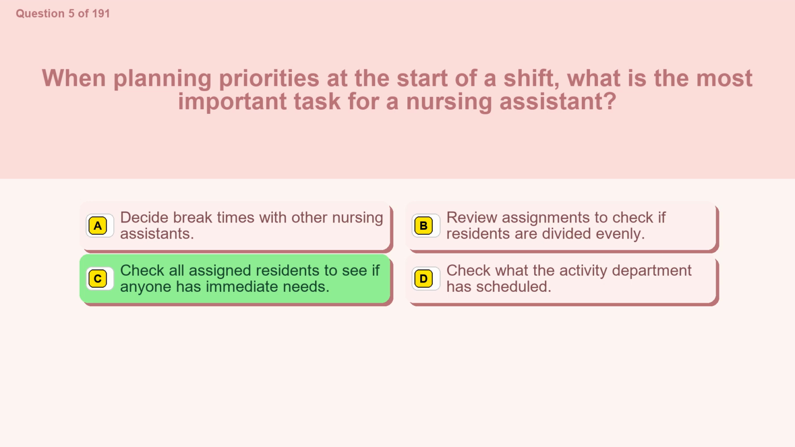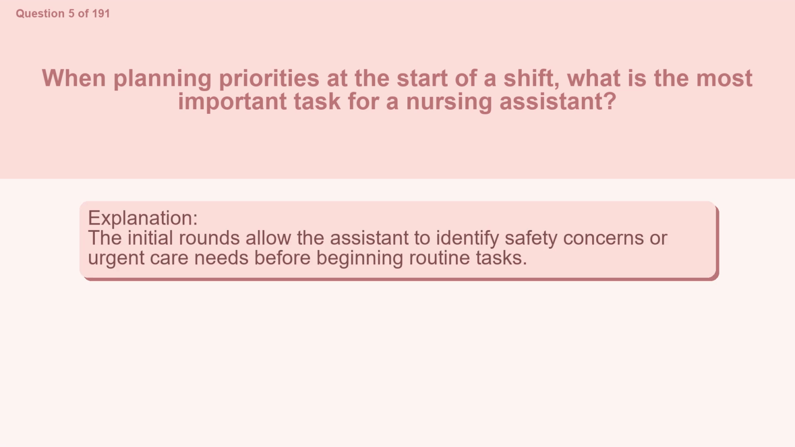The correct answer is option C, check all assigned residents to see if anyone has immediate needs. The initial rounds allow the assistant to identify safety concerns or urgent care needs before beginning routine tasks.